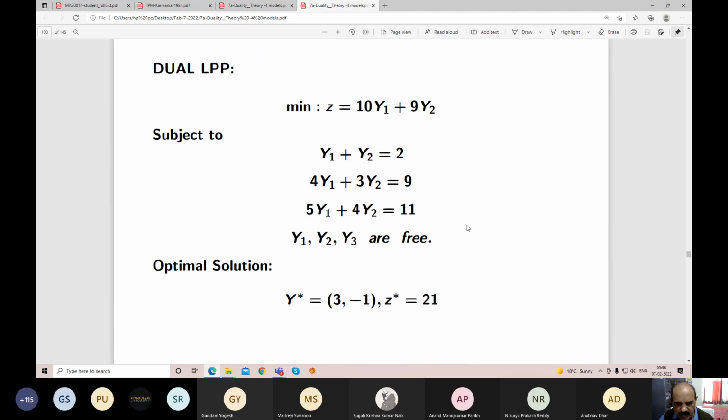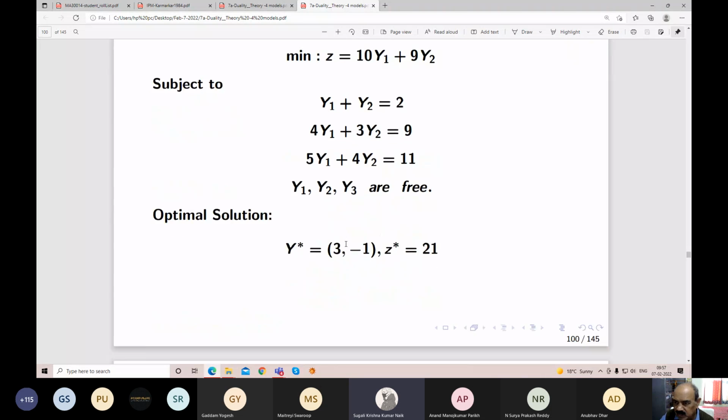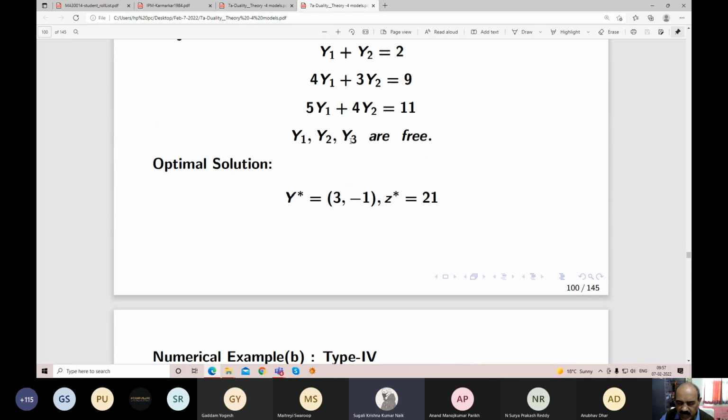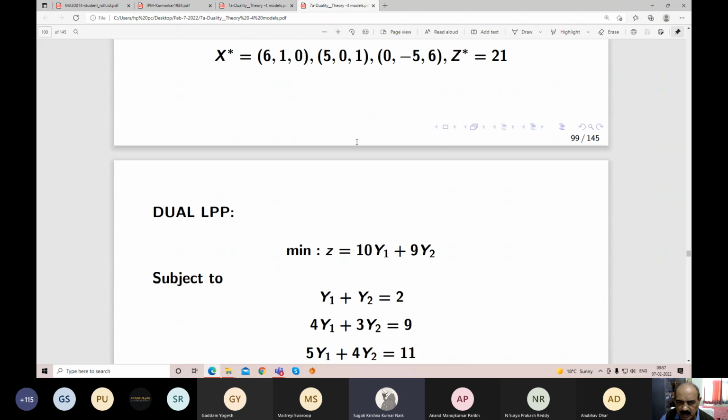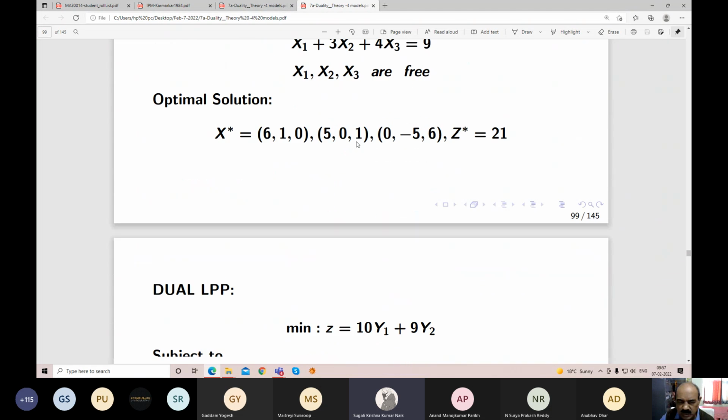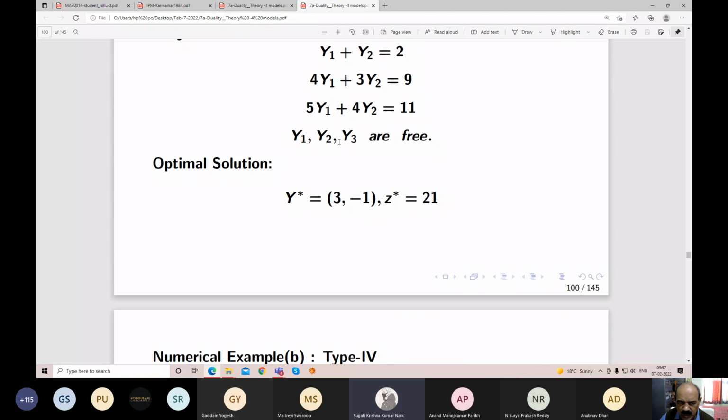See, dual is like this. Y1, Y2 are free. By mistake one more has come, this Y3. This I should delete. Y3 is not there. Only 2 variables, isn't it? 2 constants, 2 variables. This Y3 has come by mistake. So we find since they are free, one is positive, one is negative.